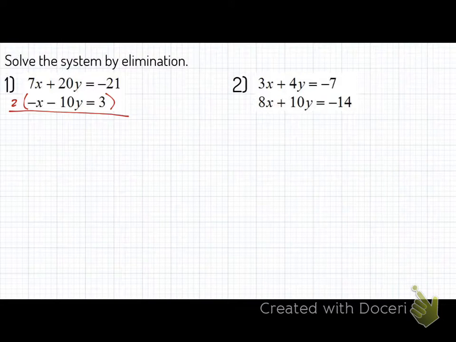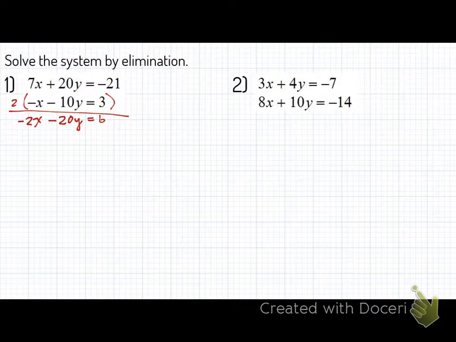Does that make sense? Okay, so what I'm going to do is rewrite the second equation. I'm going to multiply this 2 across all of the terms here, right? And I'm going to rewrite equation 2. So we get negative 2x minus 20y is equal to 6.